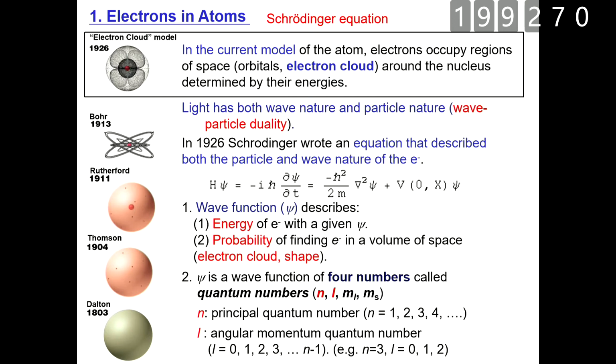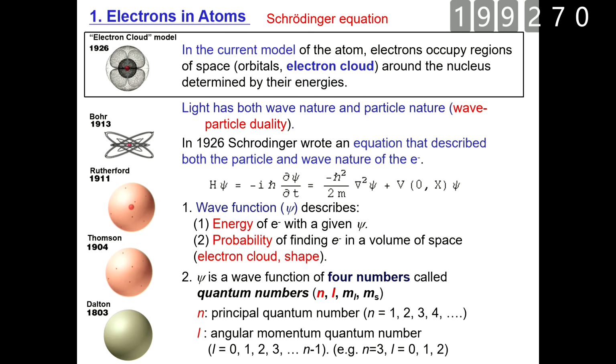Of course, this equation is very complicated. But here we don't need to know how to derive this equation. We just need to know some important keys in this equation. For example, basically this equation describes the energy of electrons.